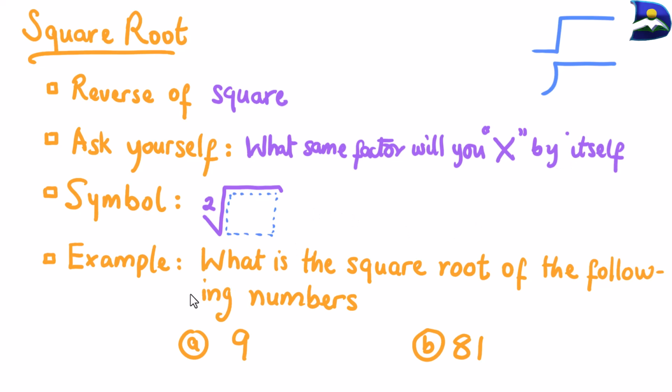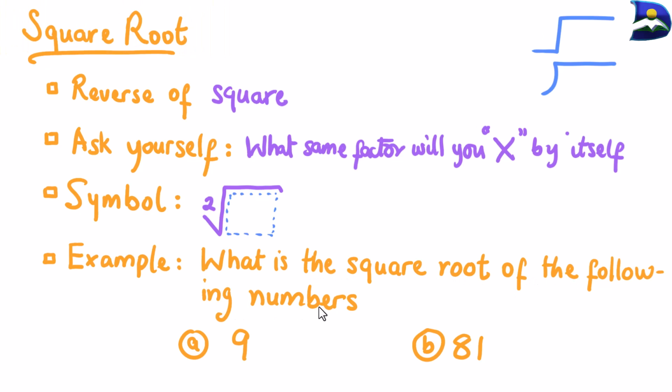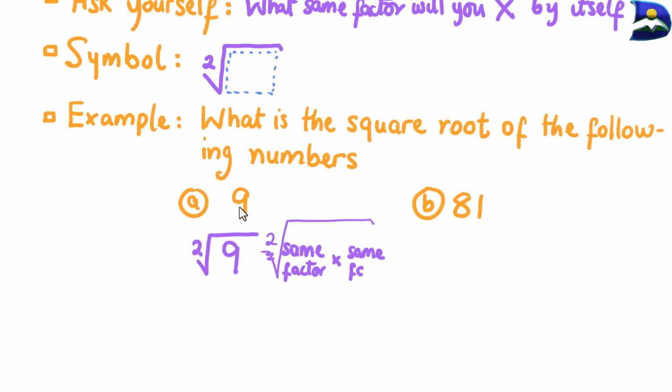And this example comes into play where we need to find the square root of the following numbers. For A, we are asked to find the square root of the number 9. What this means is that we are going to apply the square root, which for our solution we show with the symbol, and then you put the number in question, which is 9, inside it. And once you're able to do this, the question that you should ask yourself is, what is the same factor that I multiply by itself to give me 9?